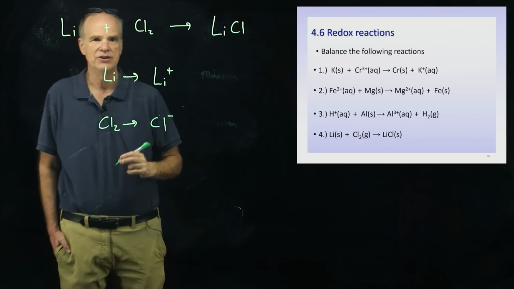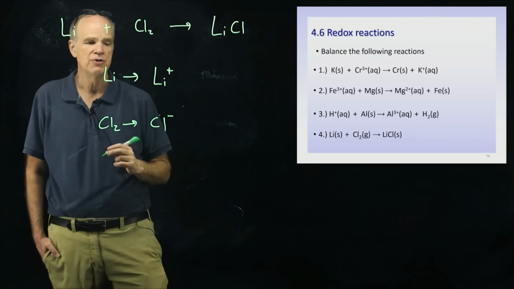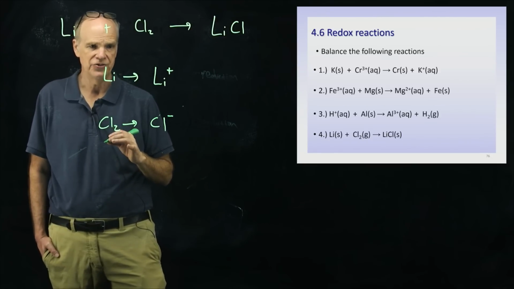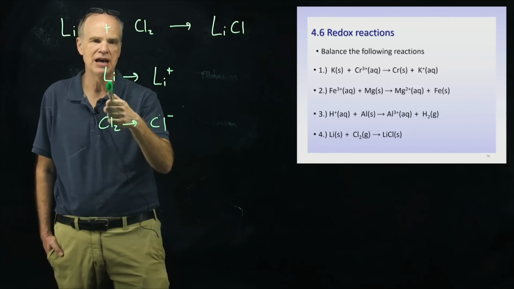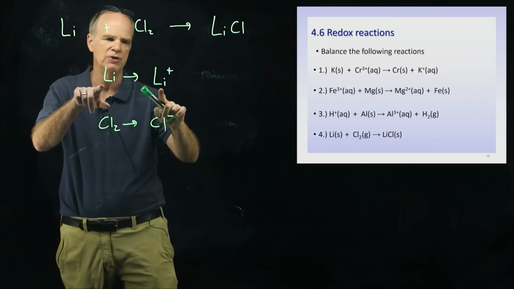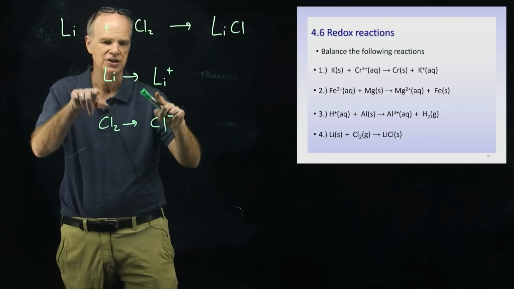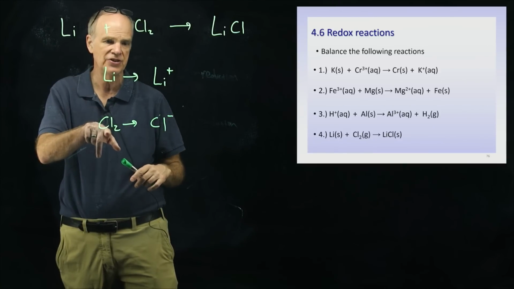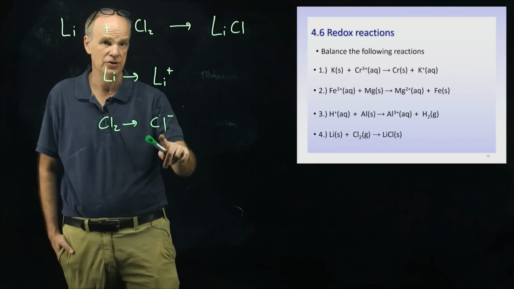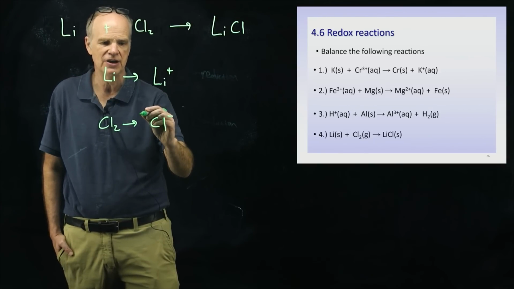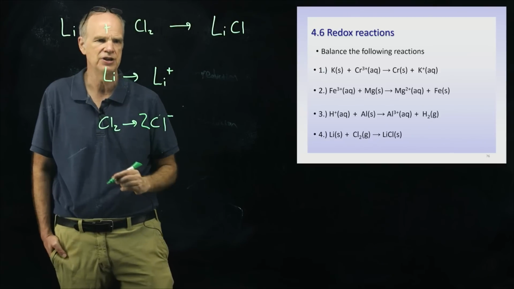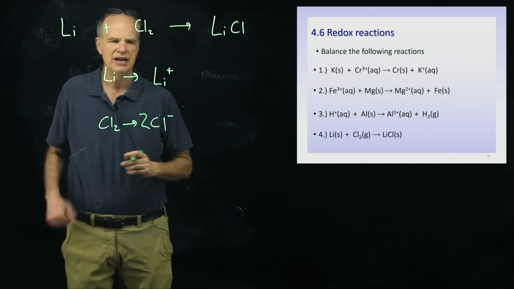Okay. Now, the next thing we want to do is balance atoms for these half reactions. And so we have 1 lithium atom here with 1 lithium ion, so there's 1 lithium each. Here we have 2 chlorines on the left side, only 1 on the right side. So to balance the chlorides, we have to put a 2 here. All right? So what is the next step?